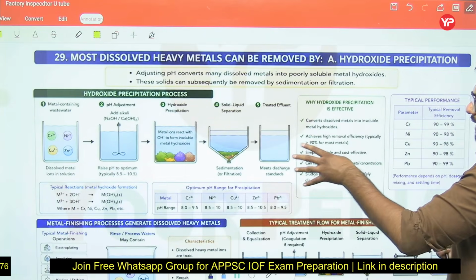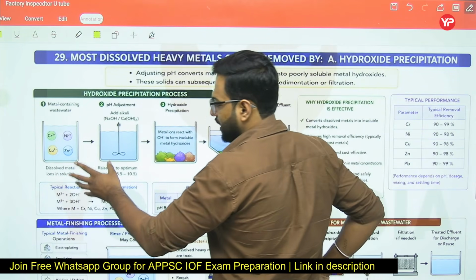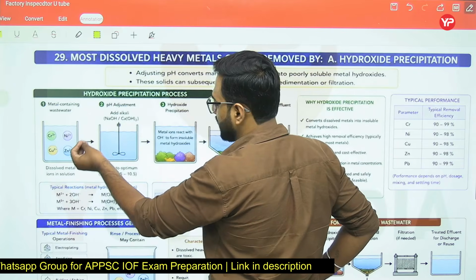This is metal-containing wastewater, a wastewater that consists of a high amount of metals like chromium, nickel, copper, zinc.